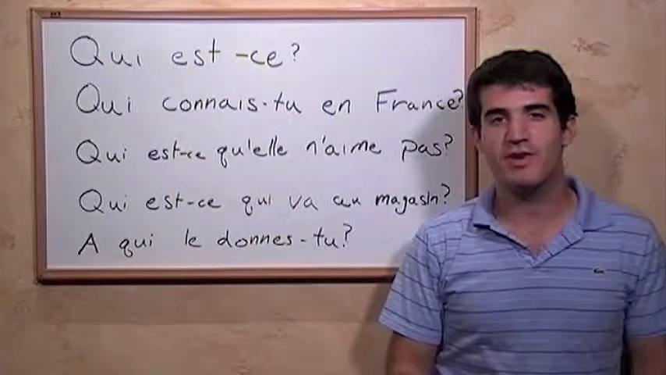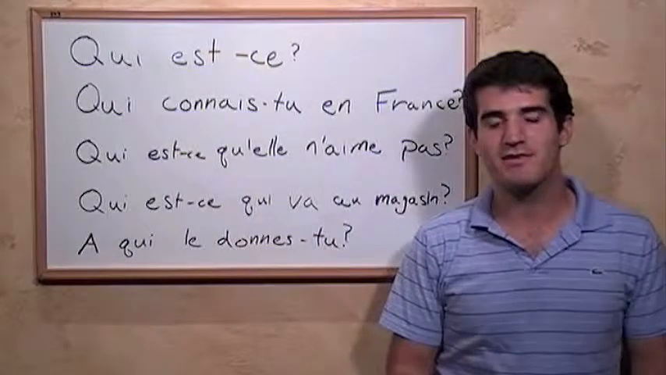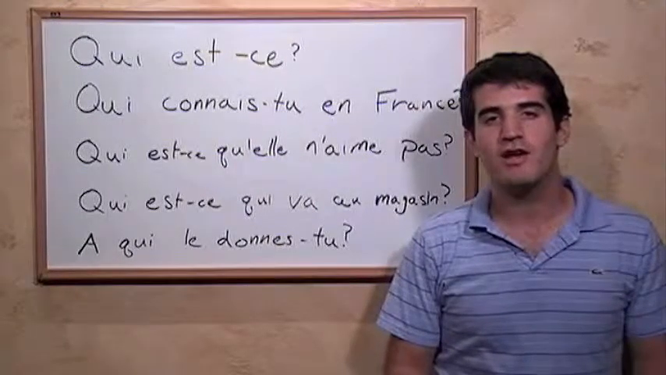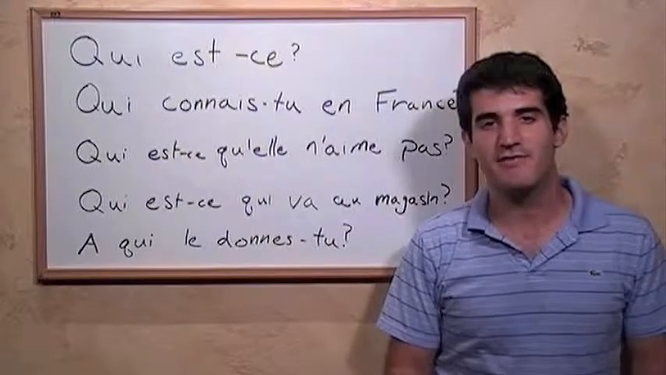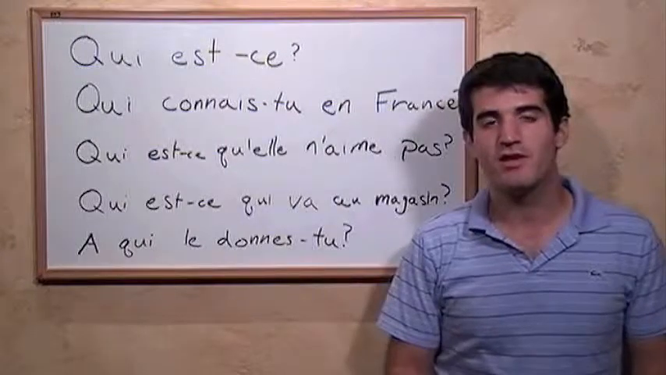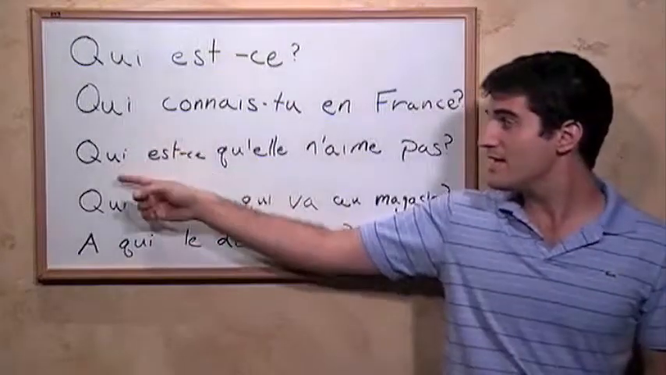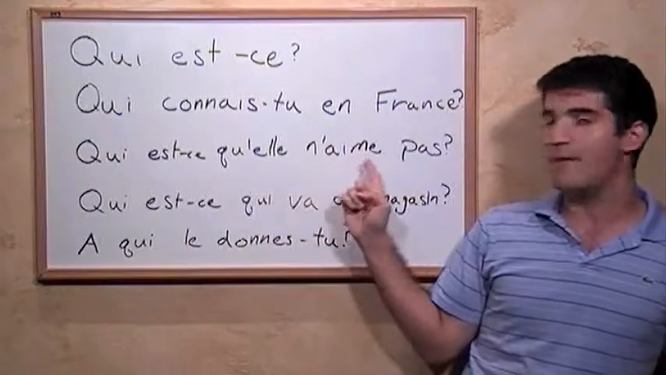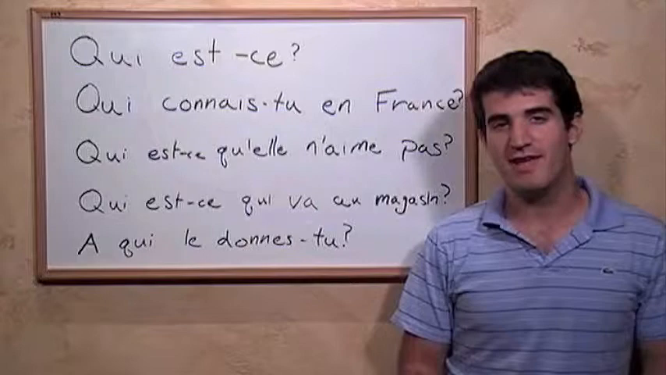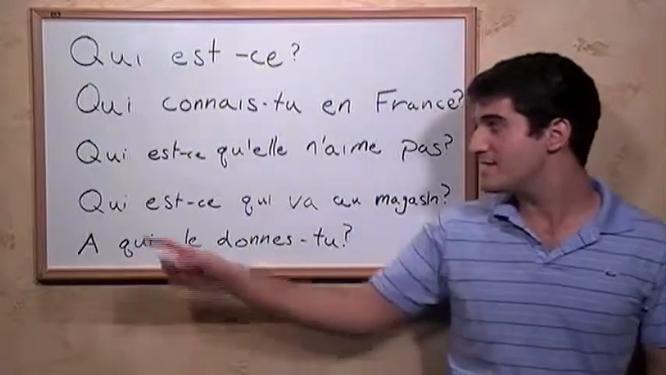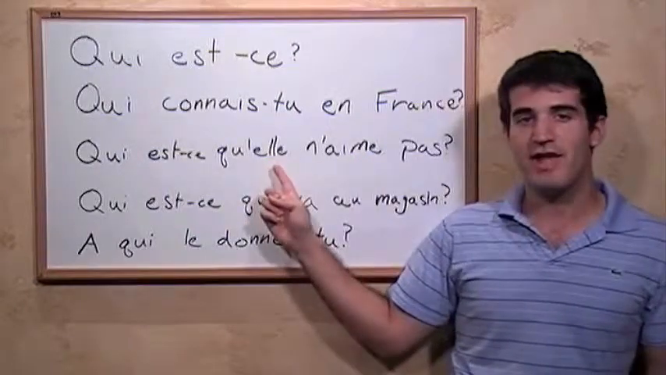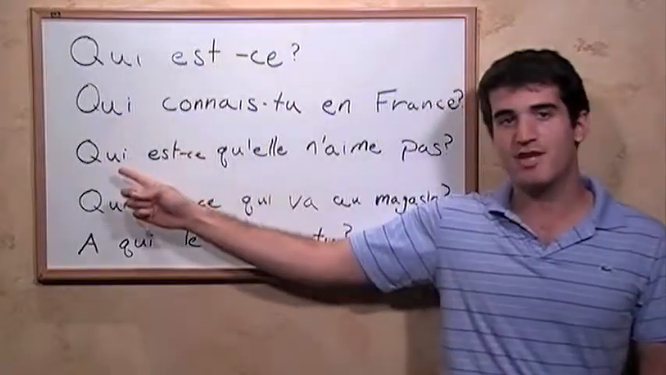We can also use qui with the construction est-ce. And like with previous constructions you've seen, we use a sentence that is in the indicative, that is a normal sentence, with qui est-ce before it. So for example, qui est-ce qu'elle n'aime pas? Who does she not like? Whom does she not like? In this case, elle is the subject, and aime conjugates for elle, and qui is the object.